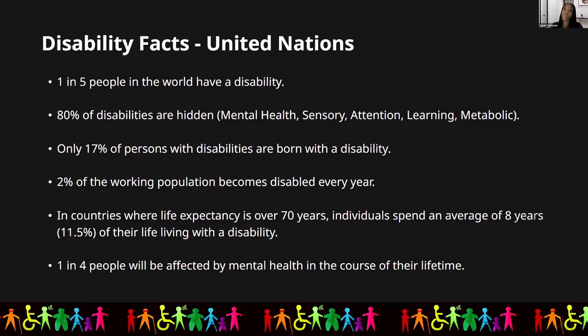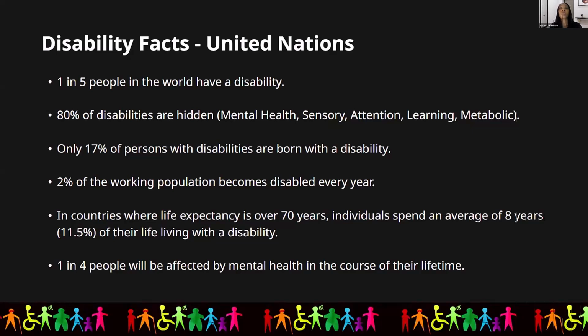Point 2 says, obviously, based on point 1, 80% of disabilities are hidden. They are hidden, meaning the ones we see, they are like the tiniest part of the whole spectrum, really. Point 3 says that only 17% of people with disability are born with a disability, meaning some come up at a particular point in life. Just 17% are actually born with it.